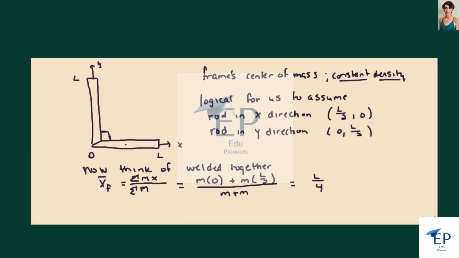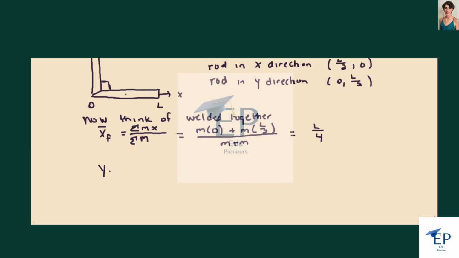Now we can do the same thing for the Y. It's the same process. So we have M times 0 plus, we're going to flip that around. In the Y direction, we have L over 2 plus M times 0, of course, over M plus M. So this is going to be L over 4. And so this is the frame's center of mass.